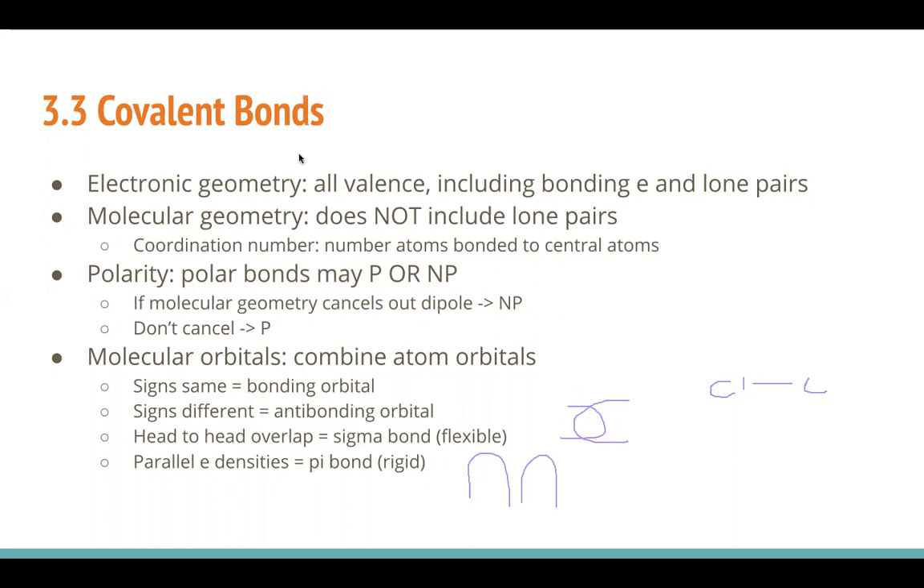Let's see if I can draw pi bonds. Pi bonds are the additional bonds. This is a pi bond. If I put a triple bond, that would also be a pi bond. So the first bond is always a sigma bond, and then the bonds on top of that, if it's a double or triple bond, are going to be pi bonds. A double bond has one sigma bond and one pi bond, and a triple bond has one sigma bond and two pi bonds. What's important about these is that they can't rotate. If there's a pi bond, it can't rotate.